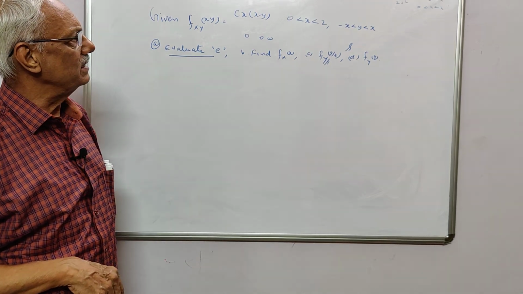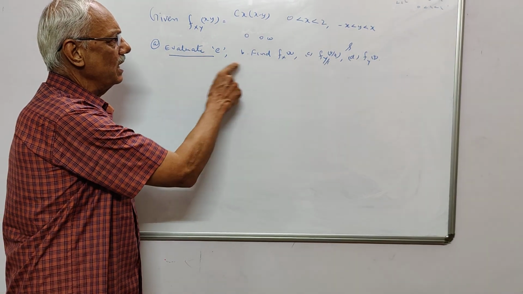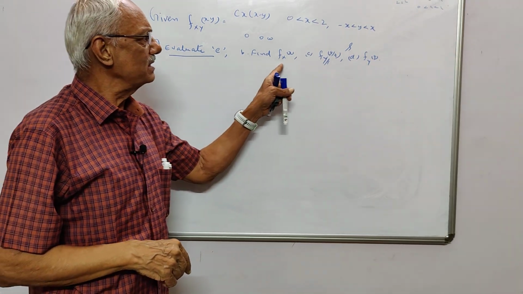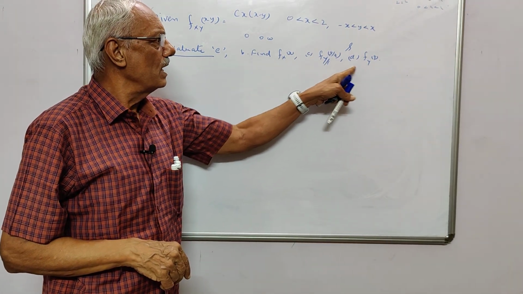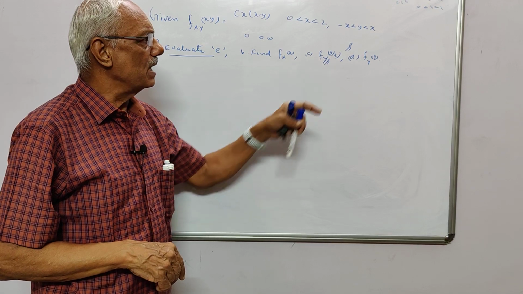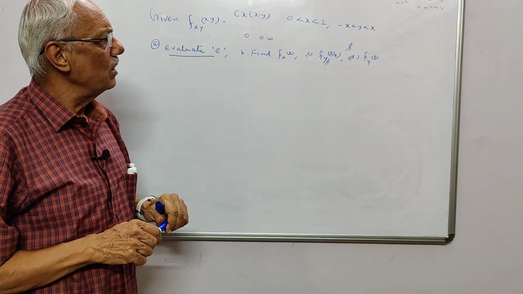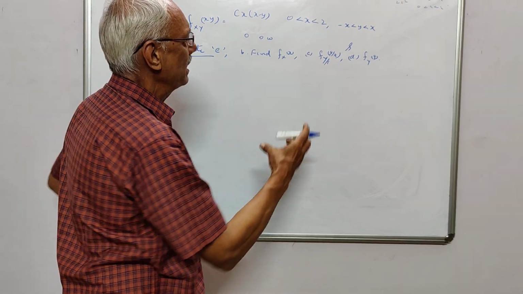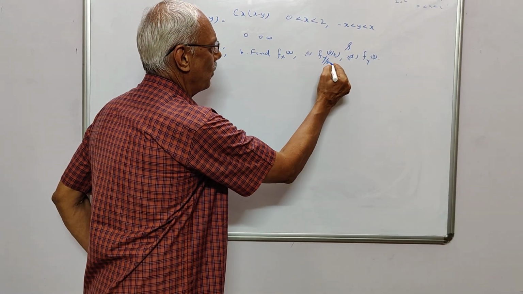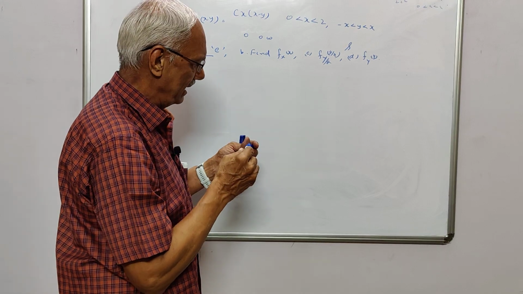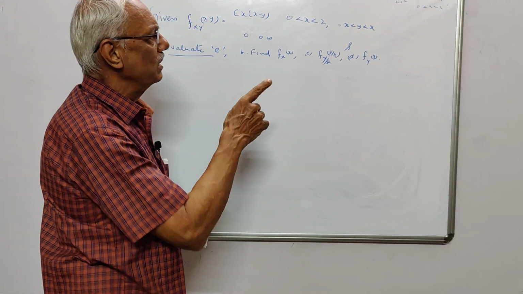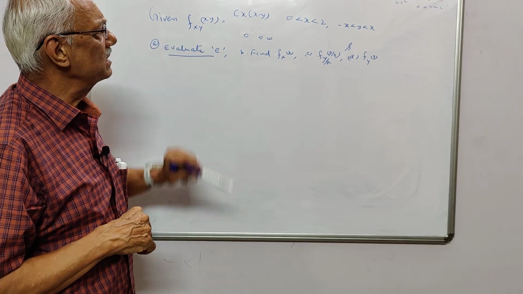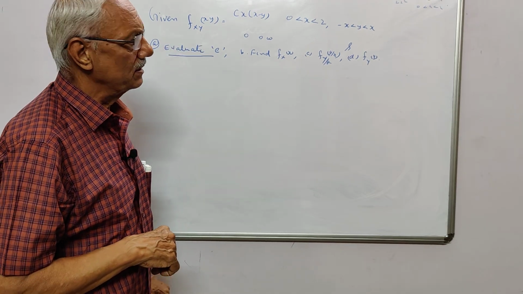We are asked to find the value of c, the marginal density function of x, the marginal density function of y, and the conditional probability of y given x. We have to find the conditional probability of y given x. So these are the four questions that we have to answer using this probability density function.